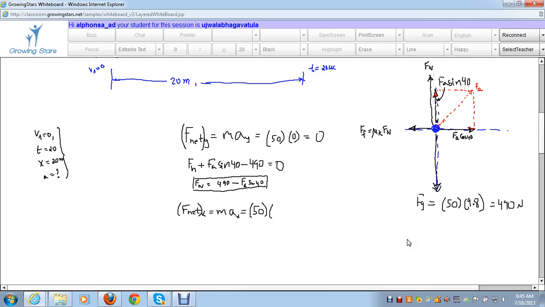Which formula is to be used? x equals vi t plus half a t squared. Yeah, that's the formula. Okay, x is equal to, I'm writing, vi t plus half a t squared. Yeah, can you plug in and find out the acceleration required?